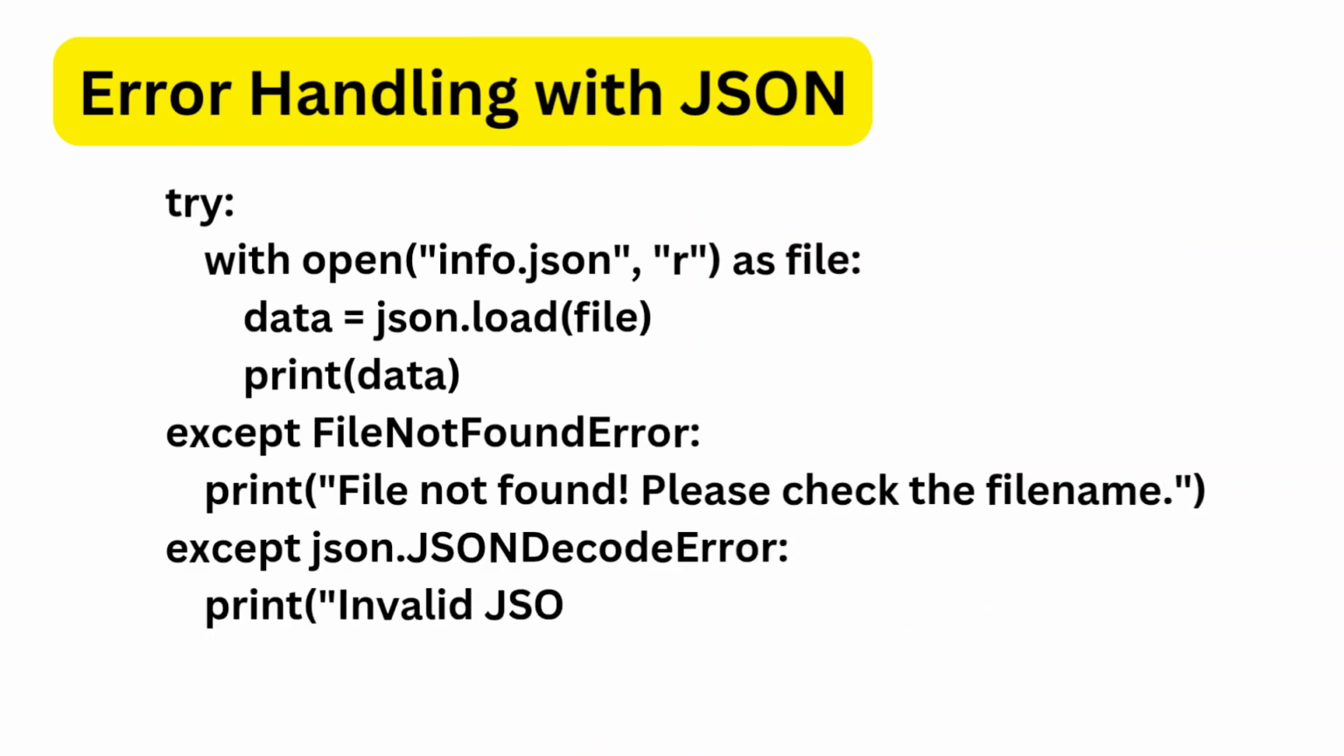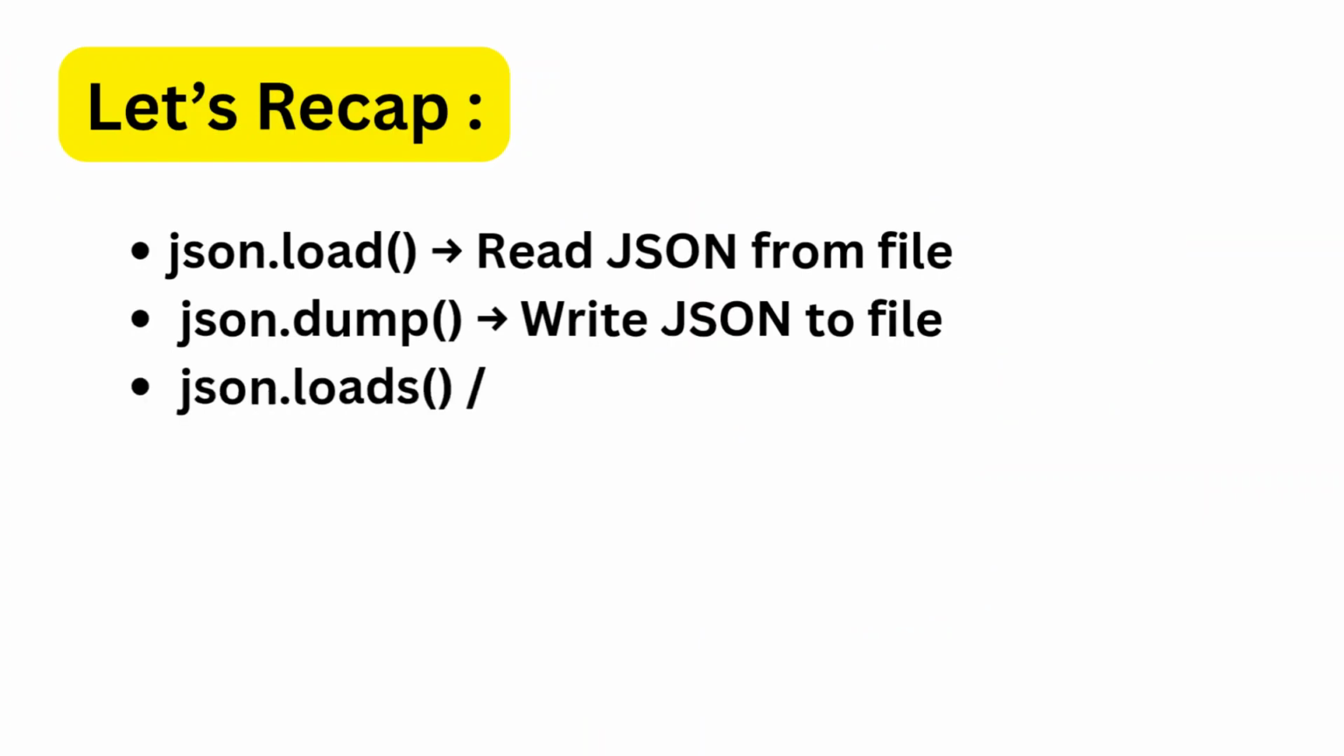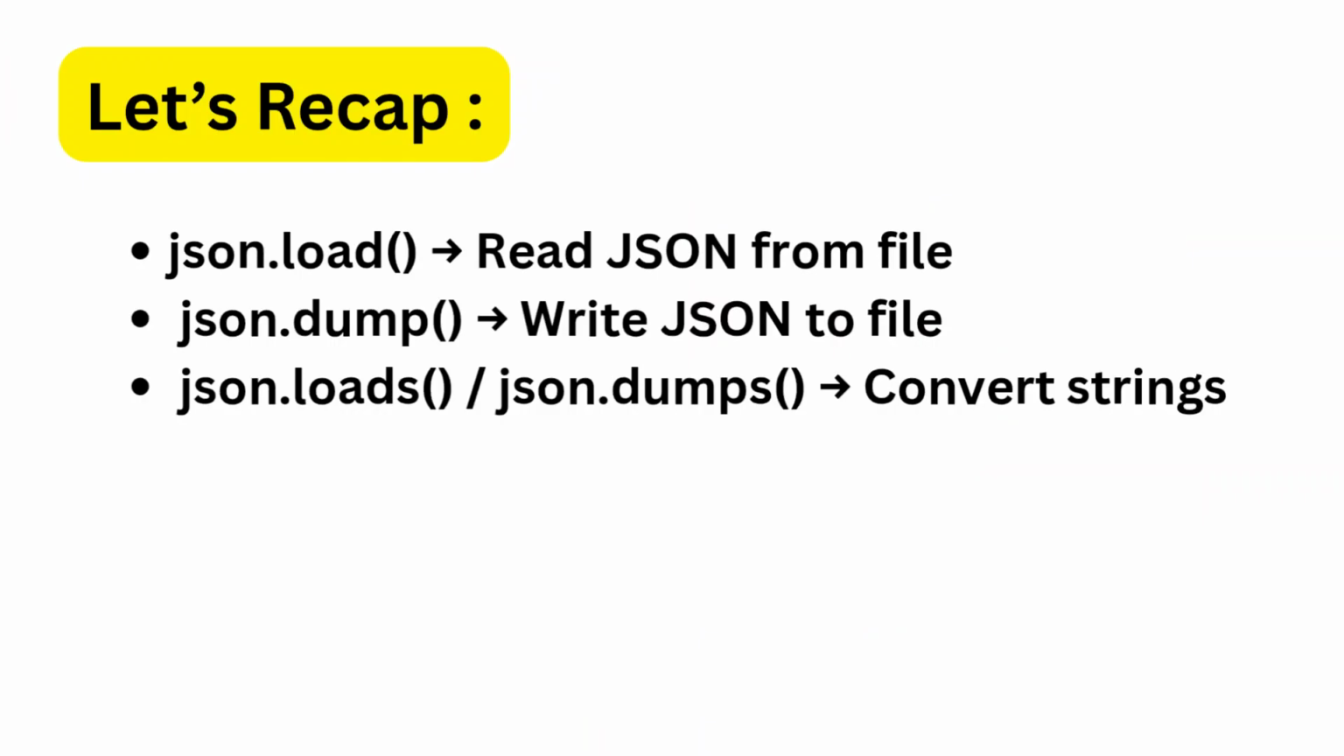And that's how you read, write, and parse JSON data in Python, simple and powerful. So let's recap. json.load is used for read JSON from file, and json.dump is used for write JSON to file. And json.loads and json.dumps are used for convert strings.